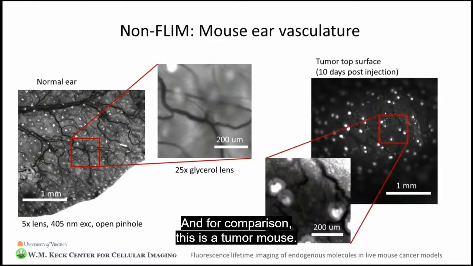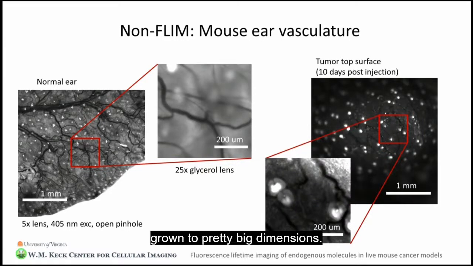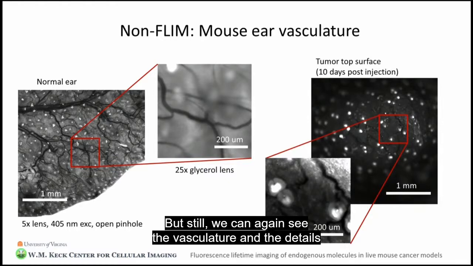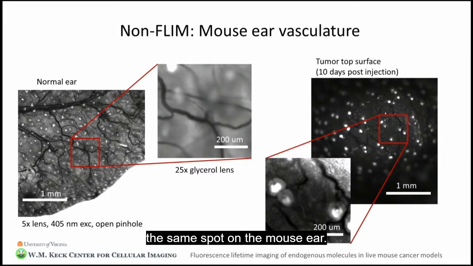And for comparison, this is a tumor mouse. So the xenograft, the tumor has already grown to pretty big dimensions. This is just the top of the surface, and the tumor itself is about 2 millimeters big and 1.5 millimeters high, after 10 days of growth. This is a little late for our 25x lens, which only captures a pretty small field of view. But still, we can again see the vasculature and the details to make sure we are looking at approximately the same spot on the mouse ear.